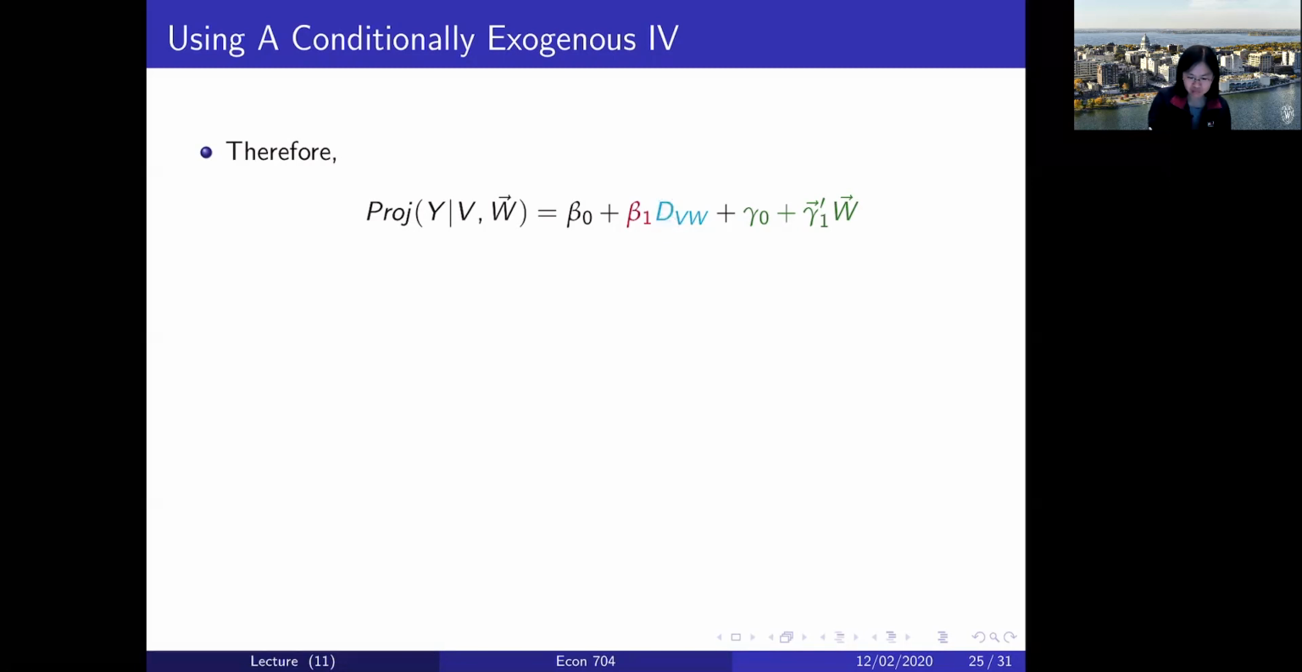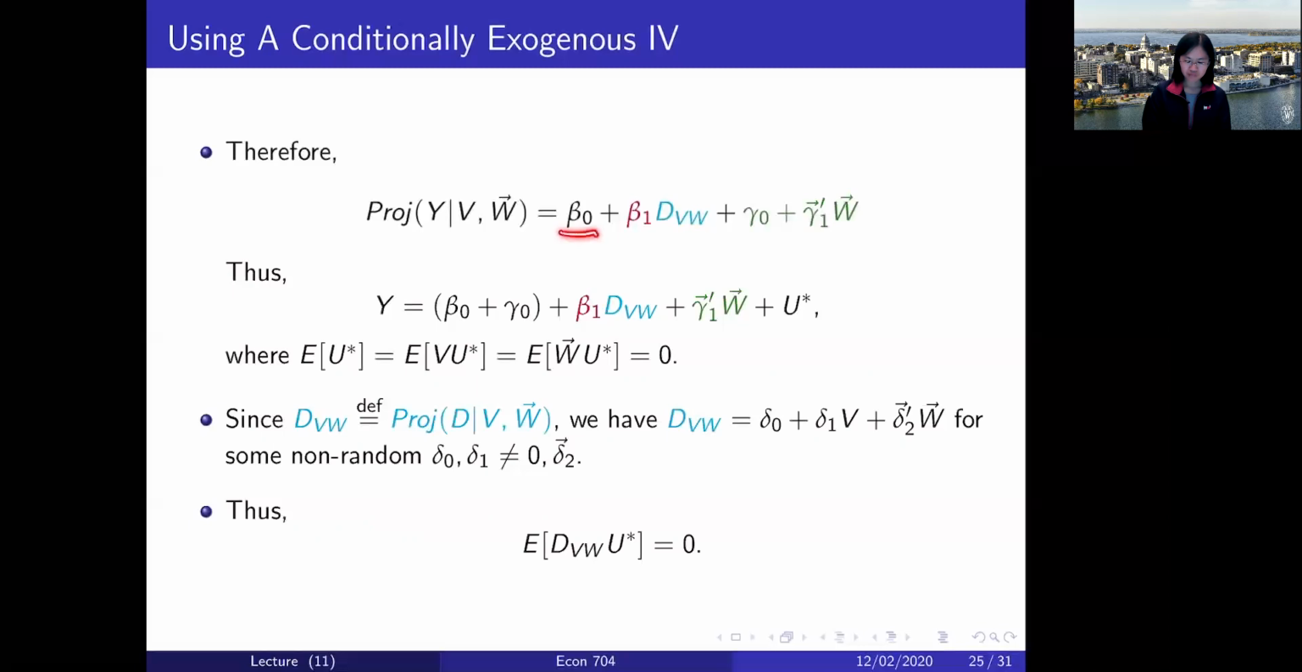So that's x times v w plus gamma 0 plus gamma 1 prime w. Now we put beta 0 and gamma 0 together. Okay, and we can write the projection as beta 0 plus gamma 0 plus beta 1 d_vw plus gamma 1 prime w.